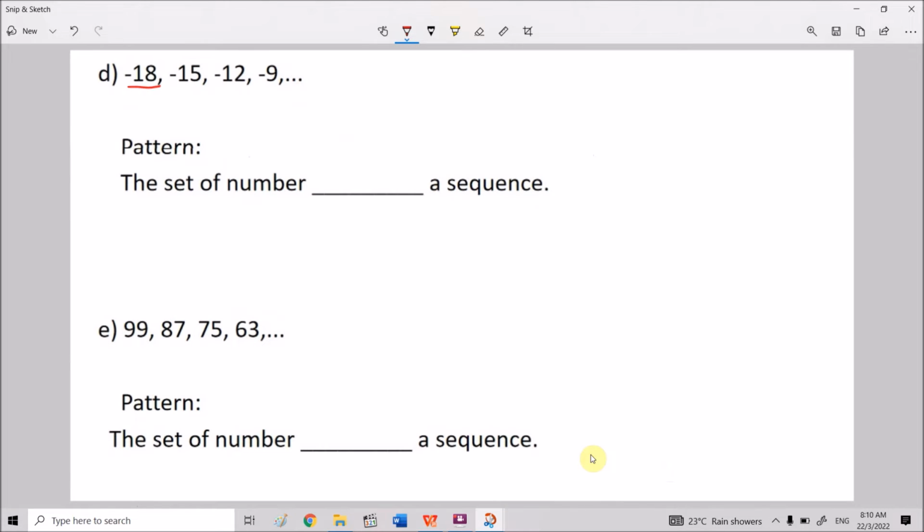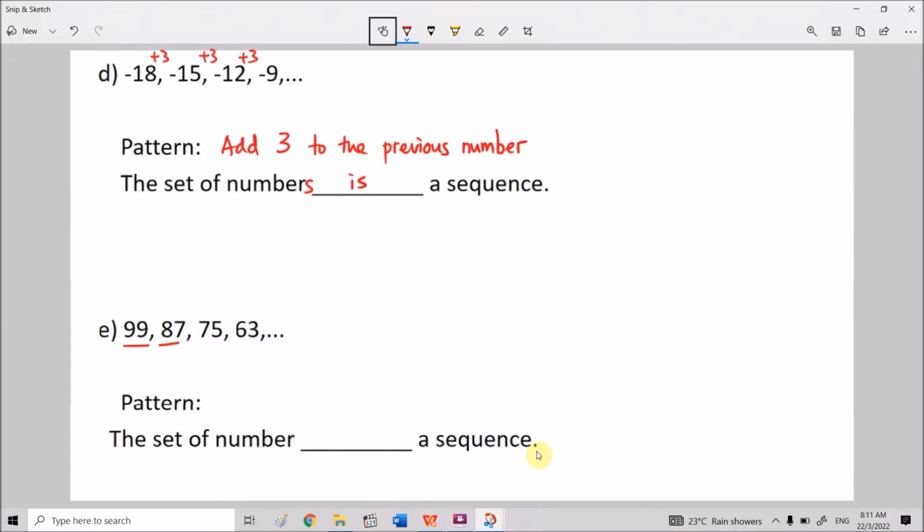Next, from negative 18 to negative 15, we add 3, because the value is increasing. Okay, we try again, adding 3. Negative 15 plus 3, you get negative 12, correct? Negative 12 plus 3, you get negative 9. So you can see that the pattern here is adding 3. Add 3 to the previous number. Since the set of numbers follows this pattern, hence this set of numbers is a sequence.